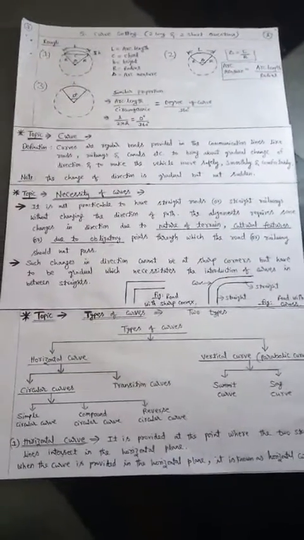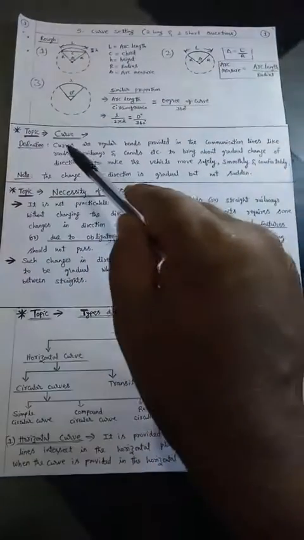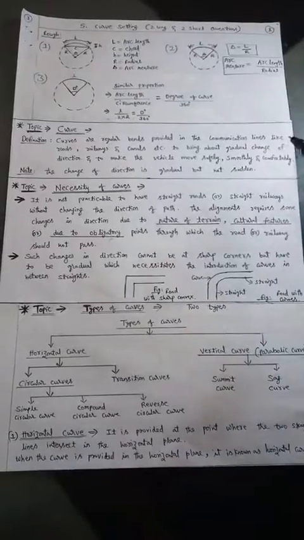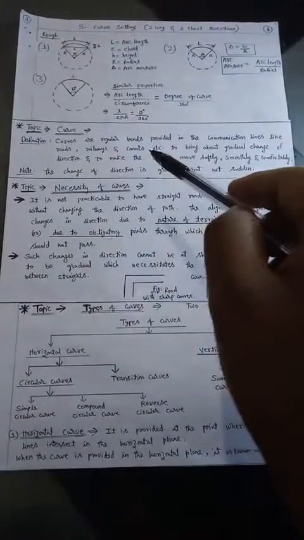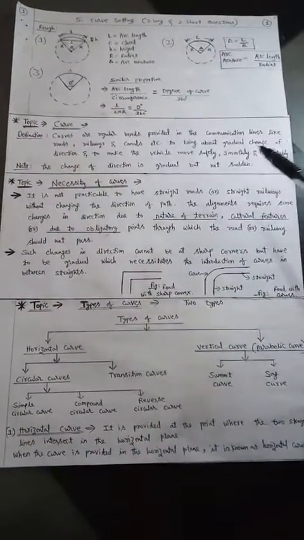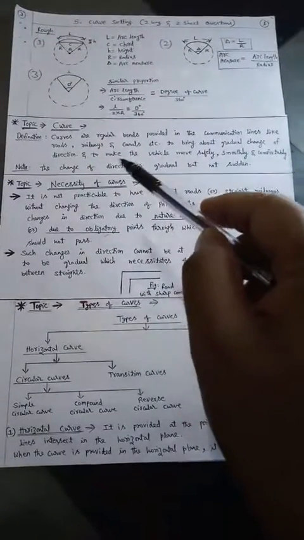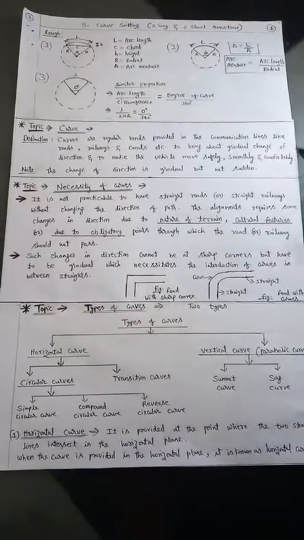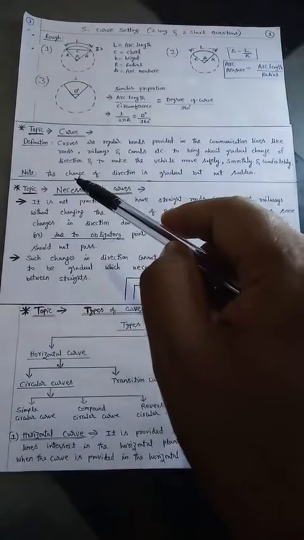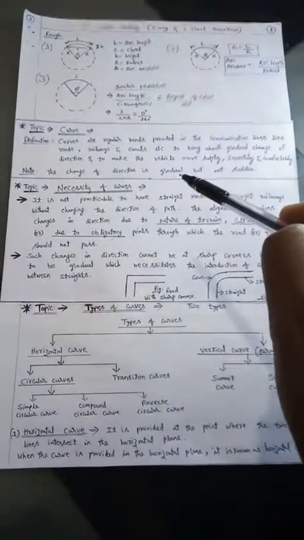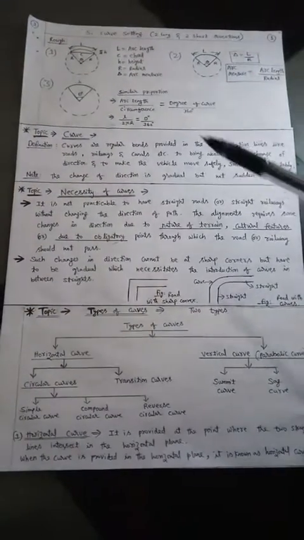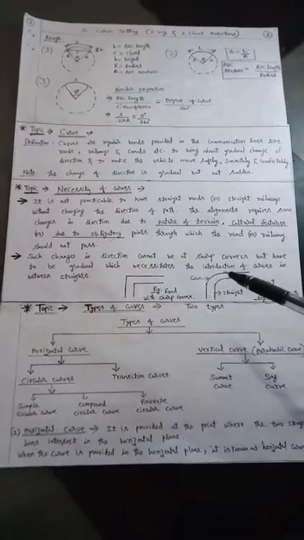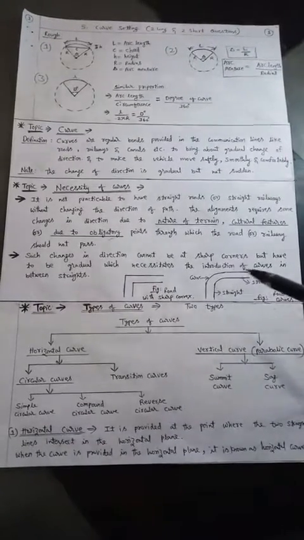So the first topic in curve setting is the definition of a curve. Curves are regular bends provided in communication lines like roads, railways and canals etc., to bring a gradual change of direction to make the vehicle move safely, smoothly and comfortably. Here is one note: the change of direction is gradual, but not sudden. We provide the change of direction gradually, not suddenly.